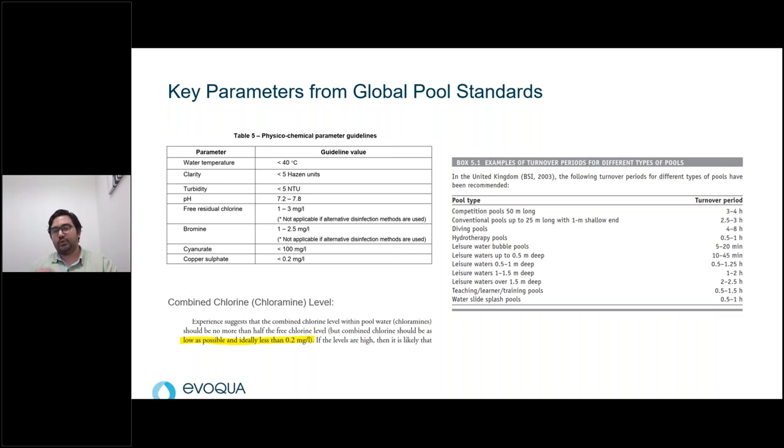Another very important key parameter is your turnover rate. This is for you to size your pump, for example, to make sure that a high percentage of your pool water volume is going through your plant, your filtration system. You can see there that a typical competition pool would need a maximum of 4 hours. When it comes to kids' pools, it has to be much lower, at a maximum of 1 hour.